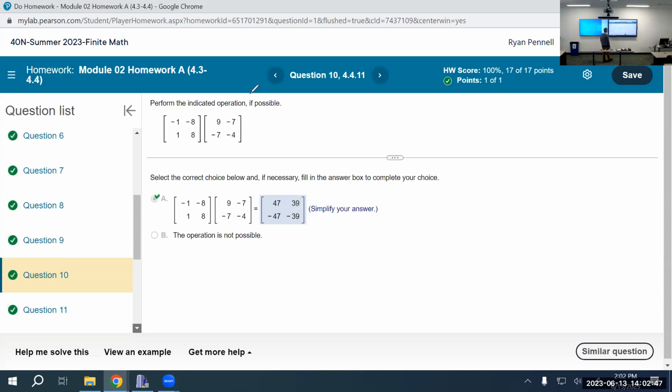Another matrix multiplication problem, I think we should do it. You got to practice as much as you possibly can with this stuff. This is a 2 by 2 times a 2 by 2, so we're going to get a 2 by 2. The inner dimensions are the same, and we get the outer dimensions out. So let's do that.